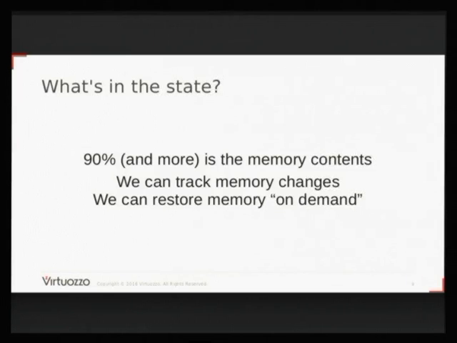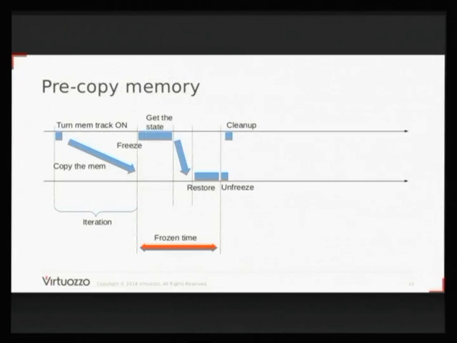So to move the memory transfer out of the frozen time, there are two ways. The first is called memory pre-copy. It's pretty simple. We turn the memory changes tracker on in the kernel, and then start copying the container's memory to the destination node without freezing the processes. This step is called an iteration.